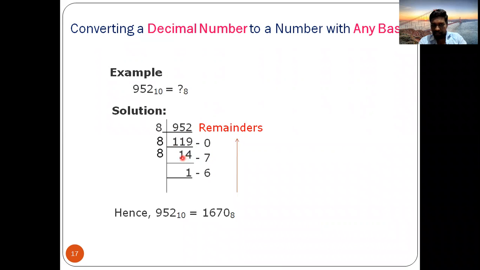Again, divide 14 with 8, 8 ones are 8, you will get 6 remainder. So again, 1 cannot be divided with 8. So you can stop here and collect the remainders. Collect only remainders from bottom to top. So 1670. The arrow mark indicates how you should proceed, bottom to top. So 1670 base 8 is the answer. Just divide the given number with the asked base and collect all the remainders from bottom to top. That is the method.